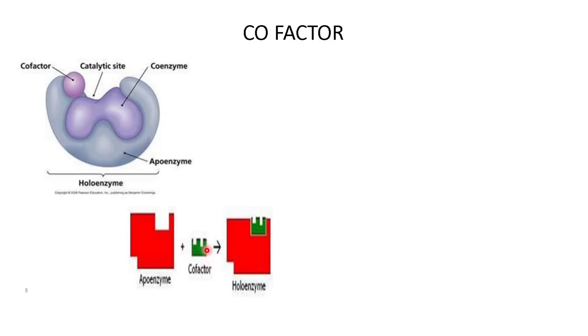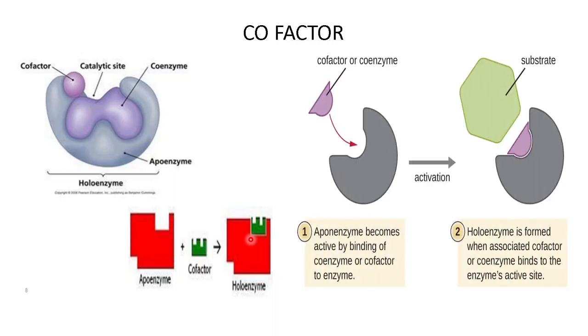Now this cofactor may be permanently bound upon the apoenzyme, or it may be temporarily bound. Like here you can see, this is the apoenzyme. It becomes active when the cofactor comes and binds with it. Then the active site will appear, and thereby the substrate can come and bind with the holoenzyme. What you have to remember is that the holoenzyme is formed only when the apoenzyme, the protein part, combines with the cofactor.